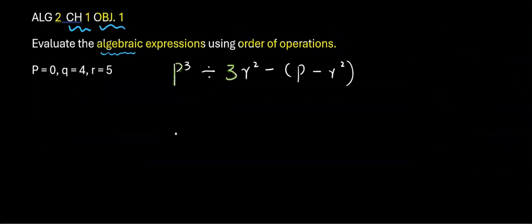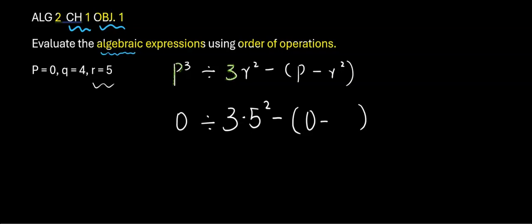It is given to us P is 0, so P to the third power, 0 to the third power, is still 0. Divided by 3 times R, R is 5, 5 to the second power. Minus P minus R squared. P is 0, R is 5, 5 squared. Okay, so Q is not involved here. That's okay, we don't need that. But next question, we're going to say Q. All right, let's see what we have.